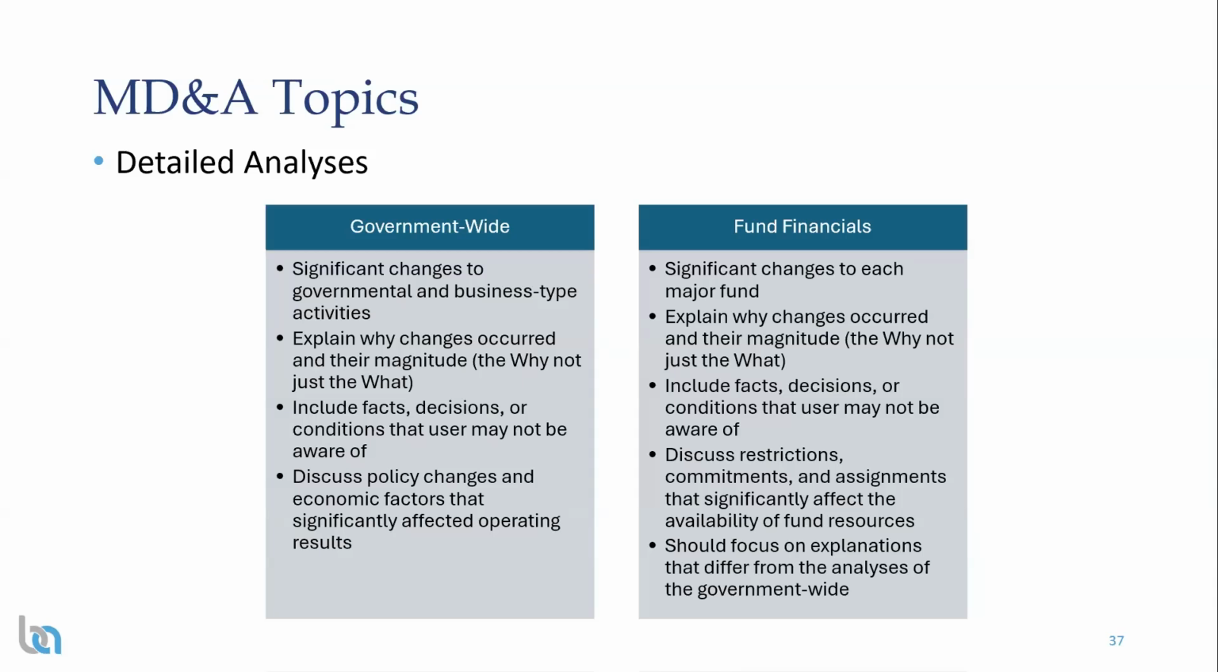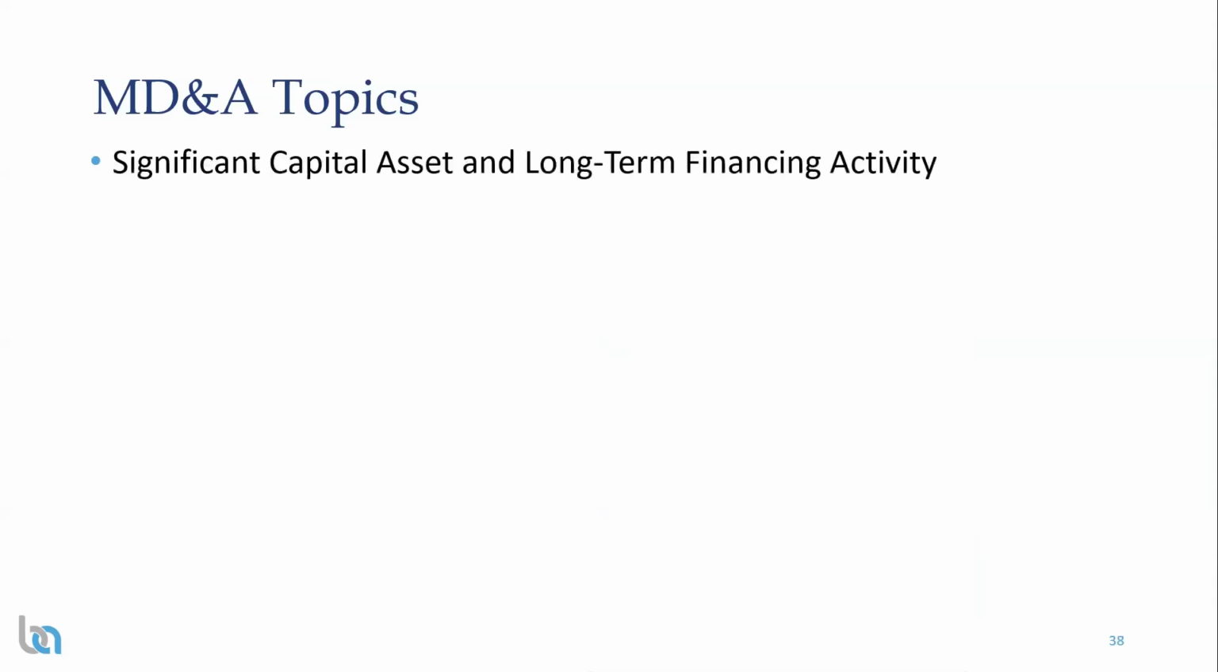So here they want you to focus on any analysis that is different from what you already provided in the government-wide. Because keep in mind, the government-wide is also coming from the fund statements. So a lot of the analysis that you're doing in the government-wide is probably similar to what you're going to provide for the fund statements. You may want to focus more on something that is unique to the general fund or unique to one of the major funds, but not necessarily just repeat the same analysis that you did for the government-wide. So that's for the detailed analysis.